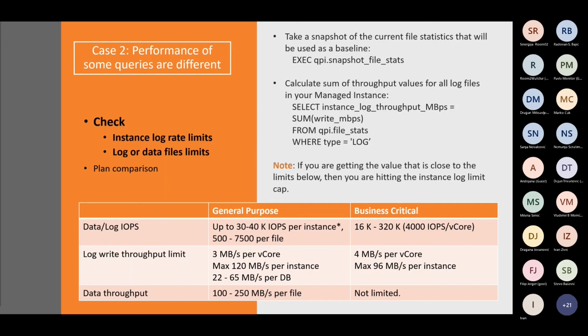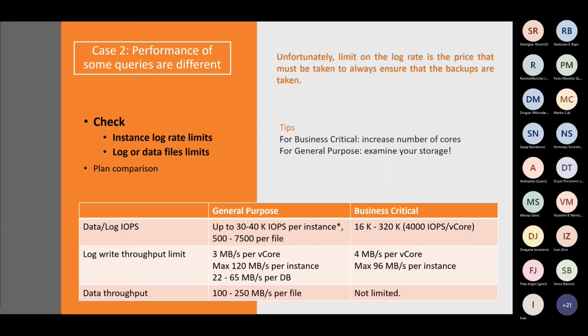And if you're getting values that are close to the limit, then you're hitting the instance log limit cap. Unfortunately, the limit on the log rate is the price that must be paid to always ensure that the backups are taken. However, we can split the approach here with respect to different tiers. For BC, you may increase the number of cores to get better performance, while for the GP tier, there is a whole other story.